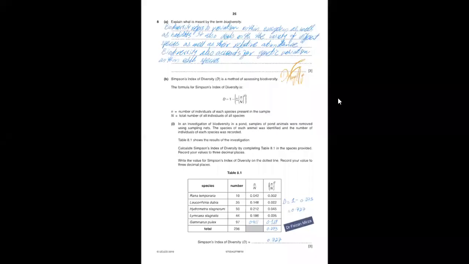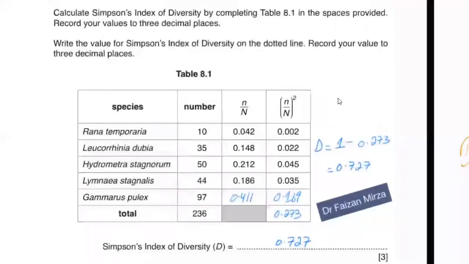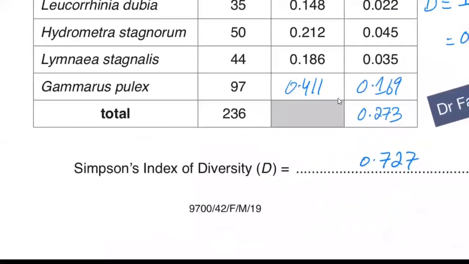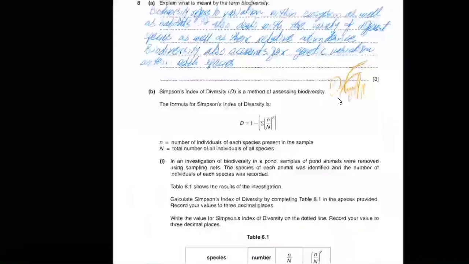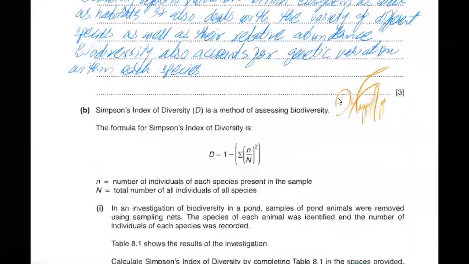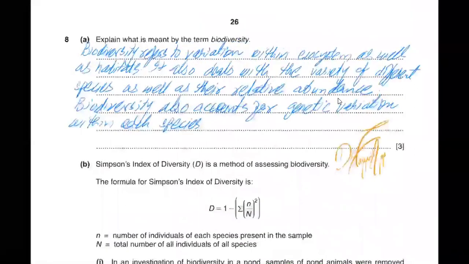So this question from the biodiversity topic was from March 2019, variant 42. The question here deals with biodiversity. First, they are just asking you to explain what biodiversity is. So this is just a question that's asking about facts. What biodiversity is, you can just recall and state accordingly.